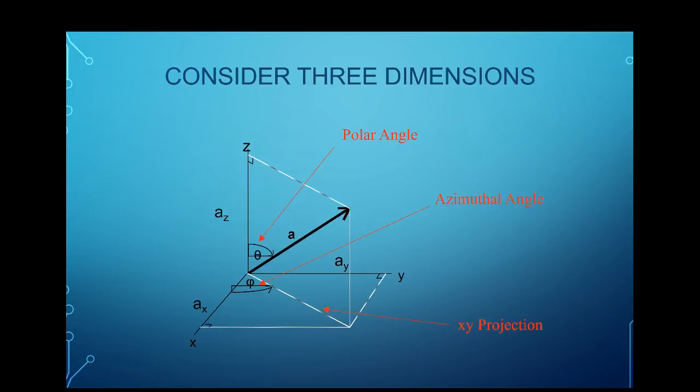So in 3 dimensions, we can think of 3 components for vector A: AX, AY, and AZ. And we'll have 3 components, but we'll have 2 angles: a so-called polar angle, which is theta, and an azimuthal angle, which is phi. So phi is kind of like your longitude as you go around a globe, and theta is kind of like your latitude, but it's measured from the pole down as opposed to from the equator up.